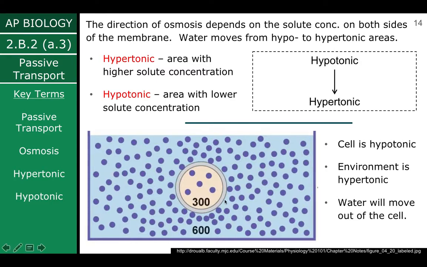So, for example, in our image here, these little dots are representing our particles that are in the, whatever this is, probably water or something. We could consider the cell to be hypotonic because it has a lower solute concentration. And this environment out here is going to be hypertonic. We talked about this in class with the example of the salt water or the ocean water and our human cells. Because the cell is hypotonic and the environment is hypertonic, the net movement of water is going to be out of the cell because we are trying to go from an area of high concentration of water to an area of lower concentration.